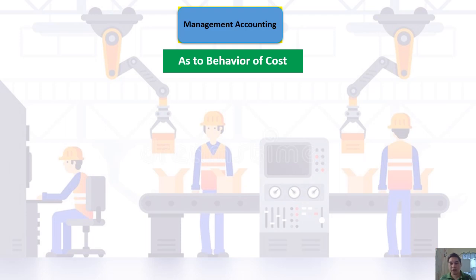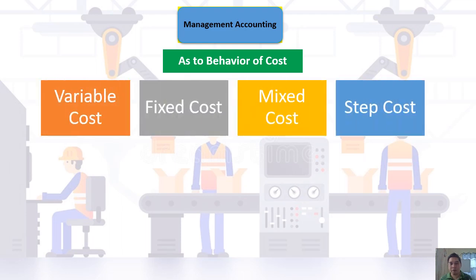So, meron tayong 4 dito na cost classification based on its behavior na pag-uusapan natin on the next slide. So, number 1, we have the variable cost. And number 2, we have fixed cost. 3, mixed cost. If we say mixed cost, it's a combination of variable and fixed. And we have the step cost.